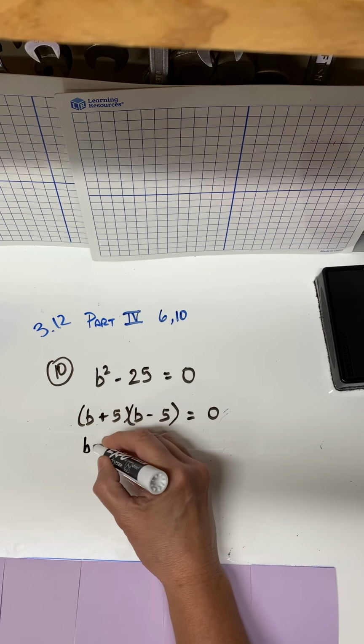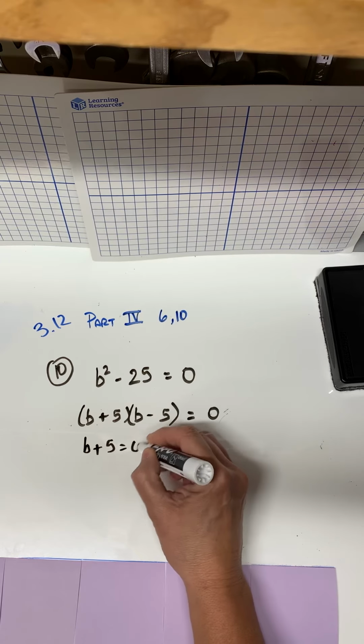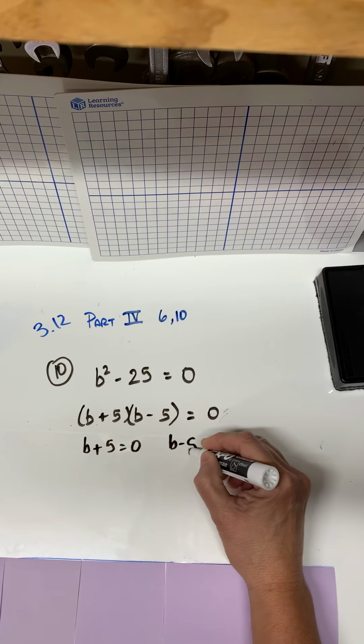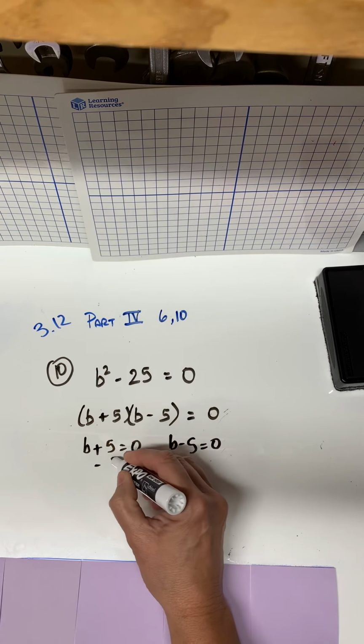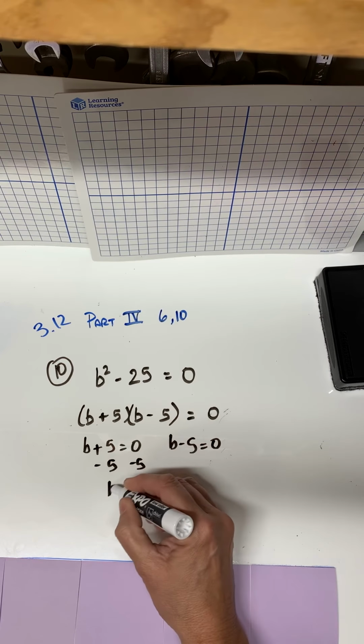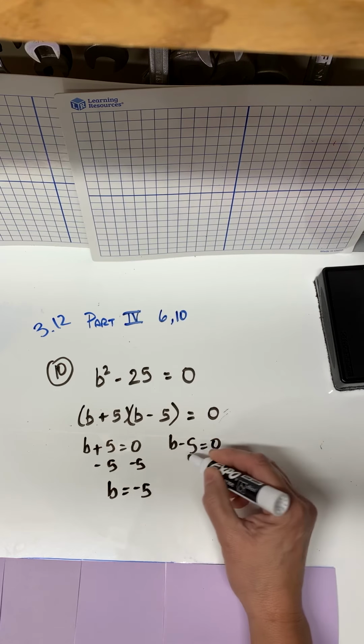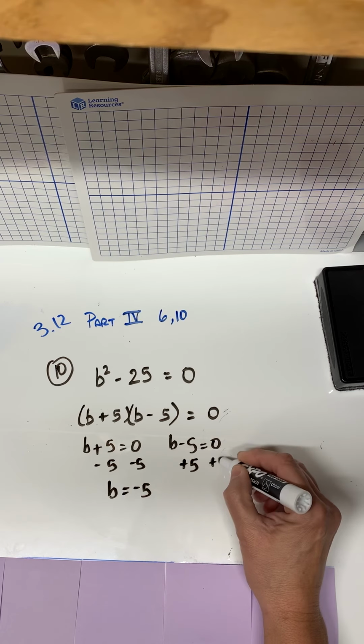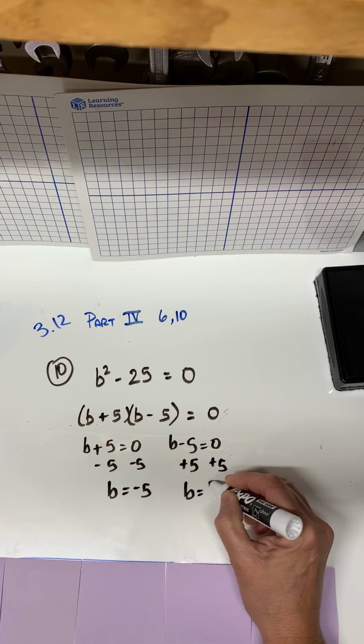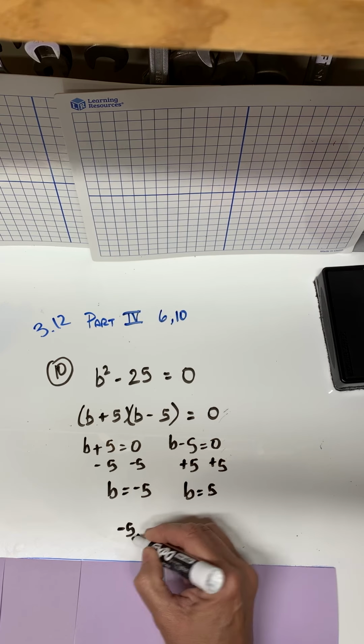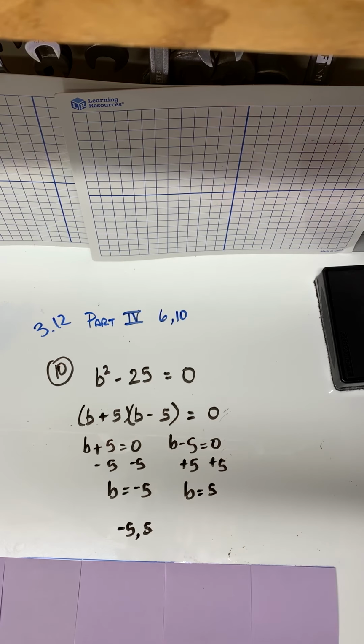So I will write two separate equations, b plus 5 equals 0, b minus 5 equals 0. Solve them. So I get b equals negative 5 or b equals positive 5. So my two answers are negative 5, positive 5.